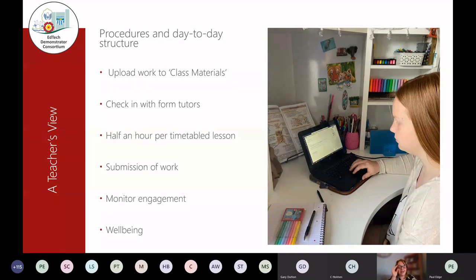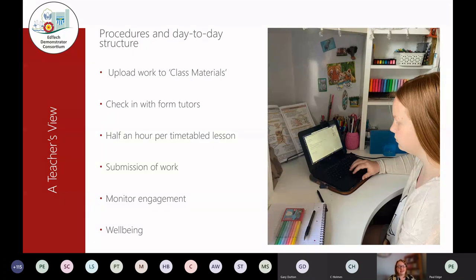We have half an hour per timetabled lesson, so we're not setting hours' worth of work that we would normally do in a classroom environment. We're just doing half an hour per timetabled lesson, allowing those pupils to be engaged for half an hour, then move on to something else, keeping that engagement up and keeping them working throughout the morning.